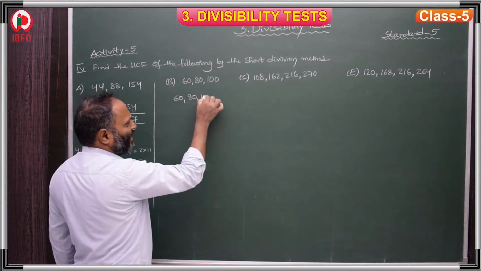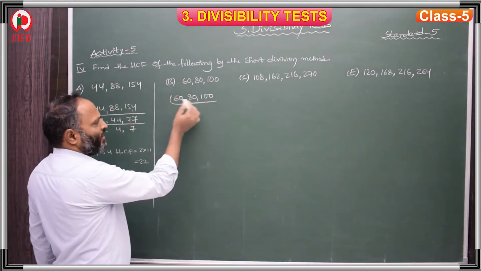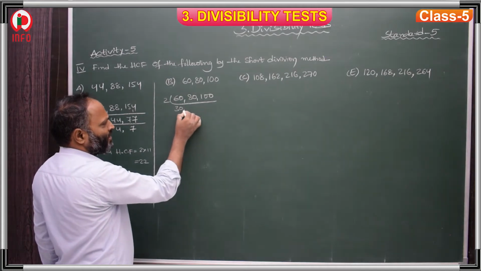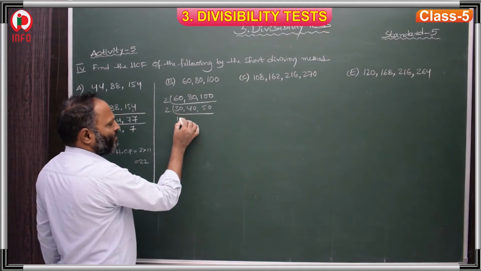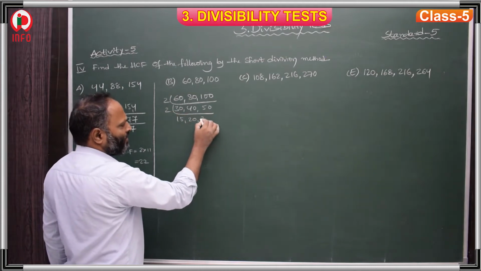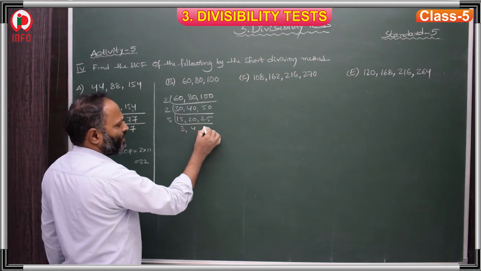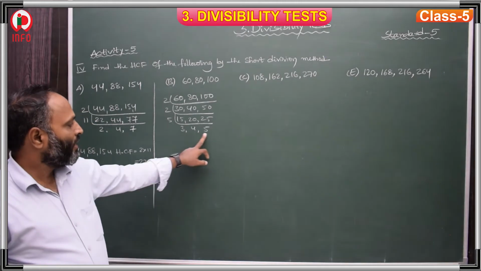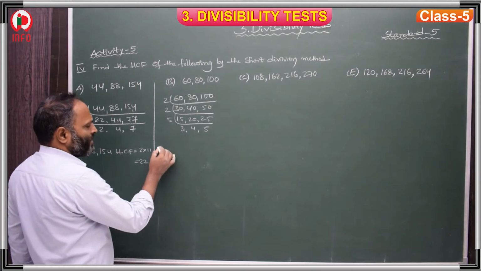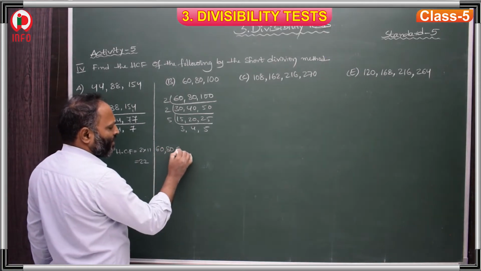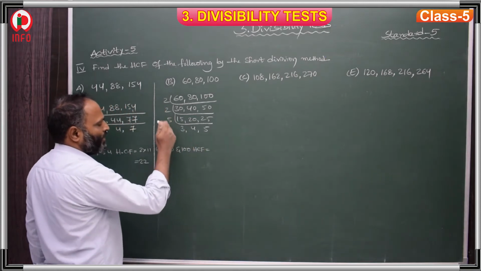Now here, 60, 80 and 100. All are even numbers, so take 2. 2 30s are 60, 2 40s are 80 and 2 50s are 100. Again 2: 2 15s are 30, 2 20s are 40, 2 25s are 50. And all are divisible by 5: 5 3s are 15, 5 4s are 20, 5 5s are 25. Here all are different numbers, so no need to take more. Only the product of these three, so the HCF of 60, 80 and 100 is 2 into 2 into 5.